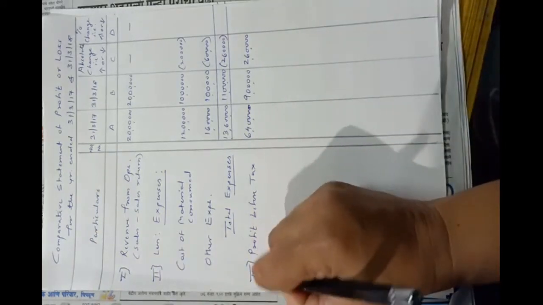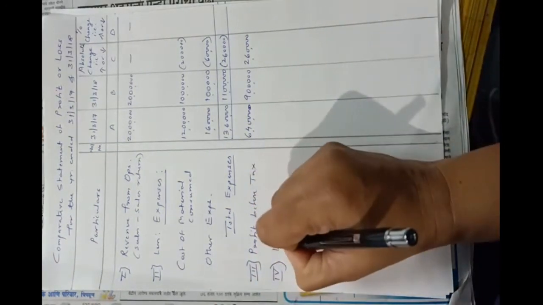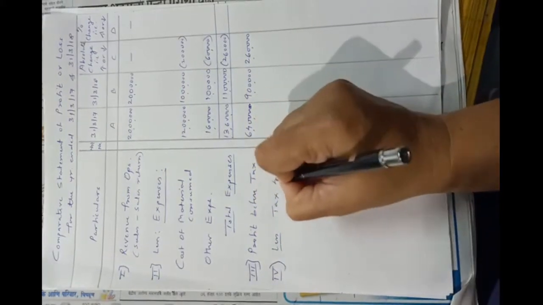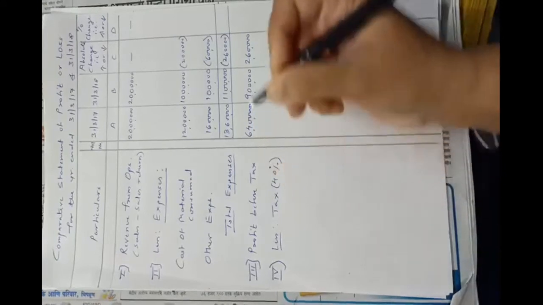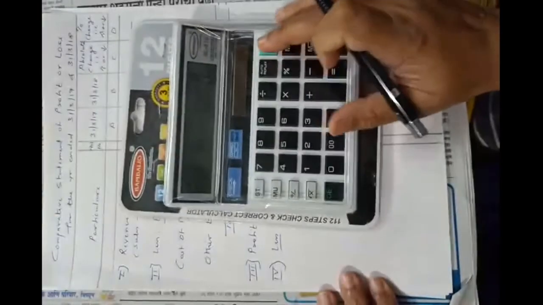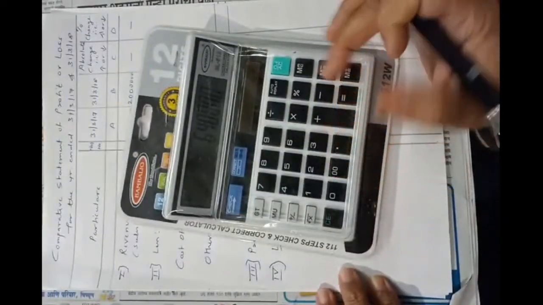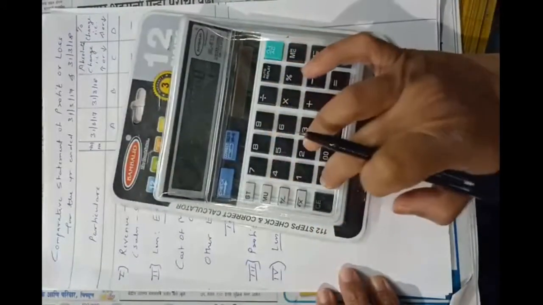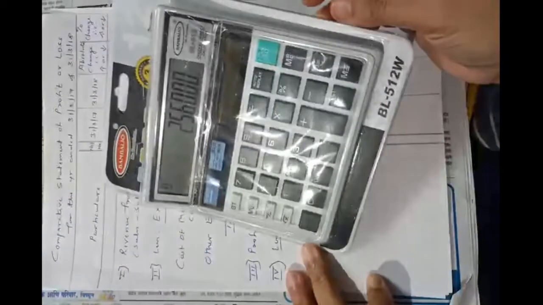Now the fourth point is less tax, and the tax rate is given as 40%. 40% of 6,40,000. Let's see what will be the amount on the calculator. I am calculating this amount on the calculator, but you are not supposed to calculate it that way. So you have to calculate, it is 2,56,000.